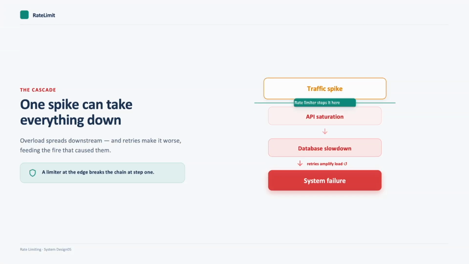One overloaded service rarely fails alone. As response times increase, clients start retrying requests. Those retries create even more traffic, putting additional pressure on downstream services like databases. This chain reaction is called a cascading failure. A rate limiter stops the problem at the edge before it spreads through the system.